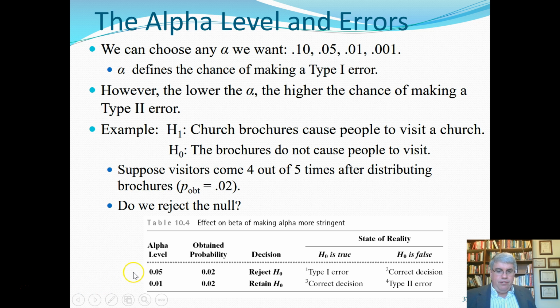So we can choose the alpha level, but the higher the alpha level we choose, the fewer type 2 errors we make, and the more stringent alpha level that we choose, the more type 2 errors that we'll make.